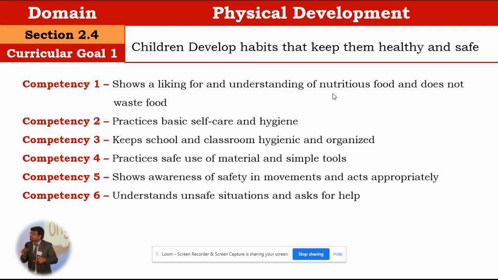and then avoiding dangers like symbols for electric, fire, repairing, digging, etc. And also identifies and understands symbols like signal lights, zebra crossing, U-turn, etc. Follows the basic traffic rules. The next one is shows awareness of safety in movements and acts appropriately. Yes, so this we have discussed.